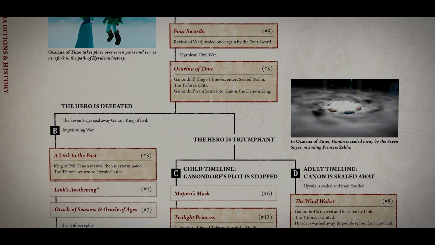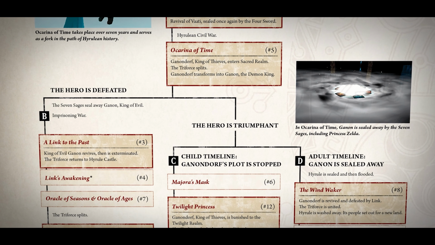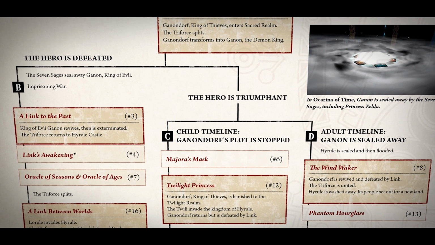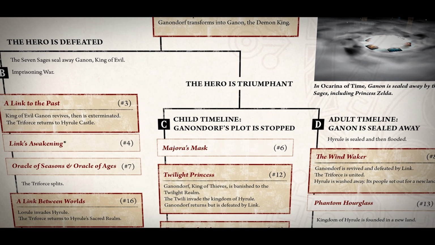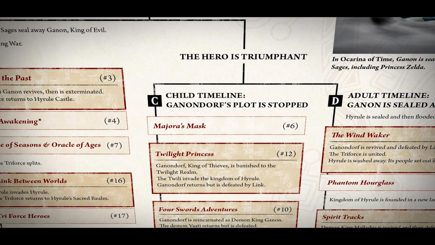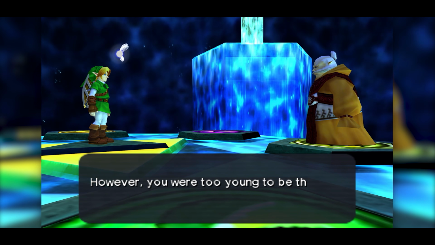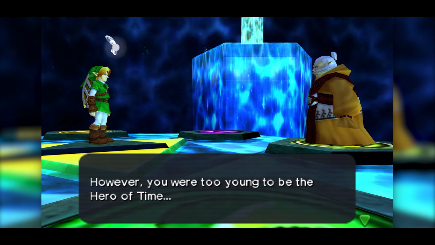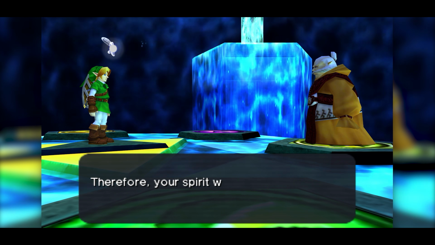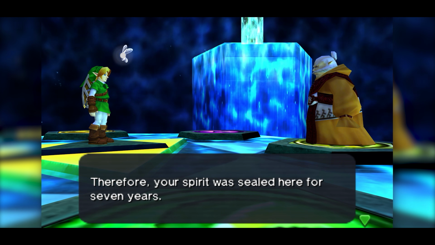In order to properly understand this what-if scenario, we must first talk about what's by far the biggest change this decision had on the series, the child timeline. And to do so, we must first explain how time travel works in Ocarina of Time. When Link first pulls the Master Sword from its pedestal, we're told that his soul was sealed away within the Chamber of Sages for 7 years. In that sense, there is no time travel here.